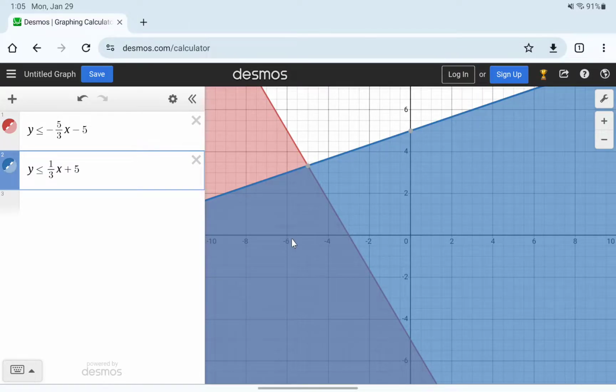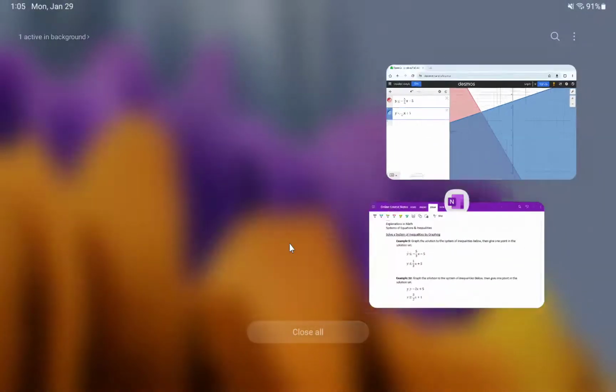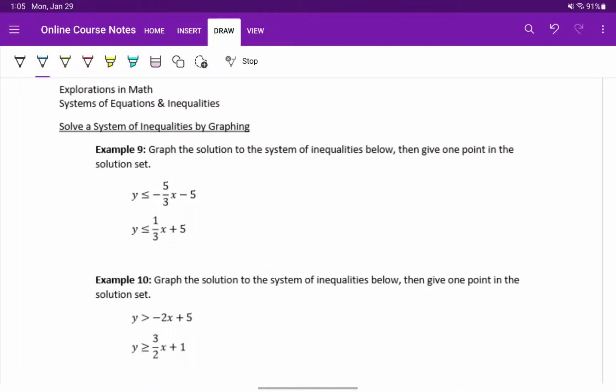For instance, we could choose the point -6, 0. That point, that xy pair, would make both inequalities true, but it also isn't the only solution. -6, 0 would be a solution. We could also say -5, 0. Again, any point that's in that shaded region.